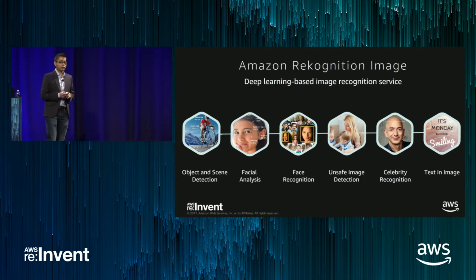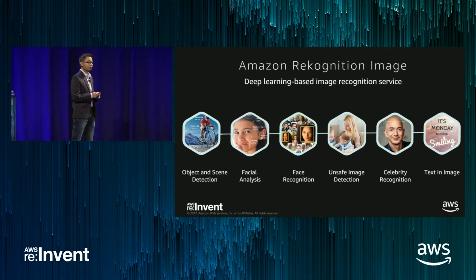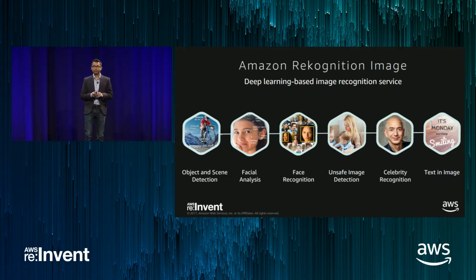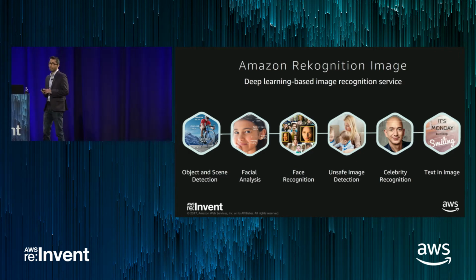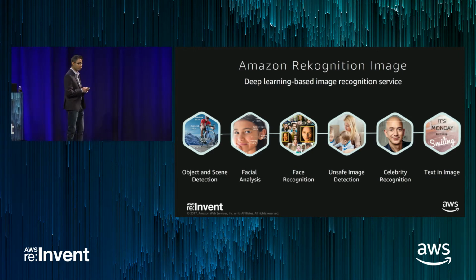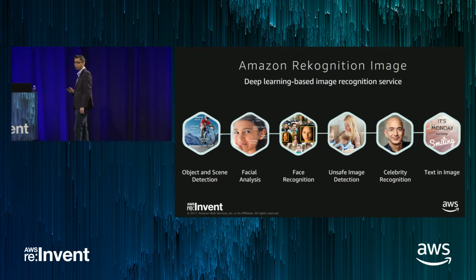Then we have unsafe image detection, formerly called image moderation, which will allow you to detect explicit and suggestive adult content in images. And then there's celebrity recognition, where you can automatically identify hundreds and thousands of famous people or celebrities. And then finally, there's text in image, which is for detecting and recognizing text in real-world images.